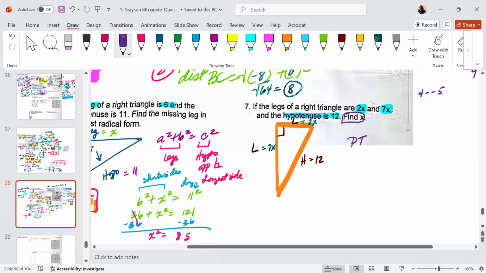You use the Pythagorean theorem, which is a squared plus b squared equals c squared, correct? Which one of these is going to be c squared? That's going to be c. This can be a. This can be b. But the a and b can be changed because they're both the legs, correct? So it doesn't matter which one's a and b. But the c matters. 12 squared, 7x squared, 2x squared, correct?